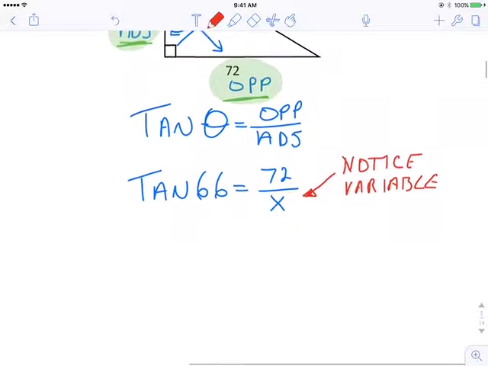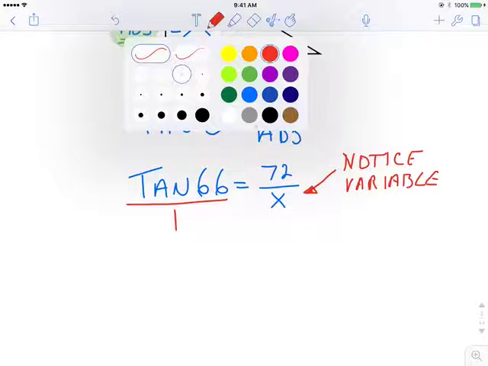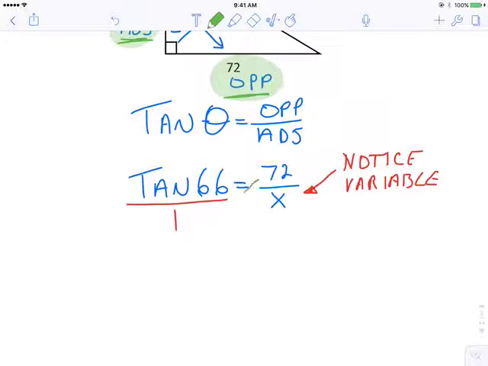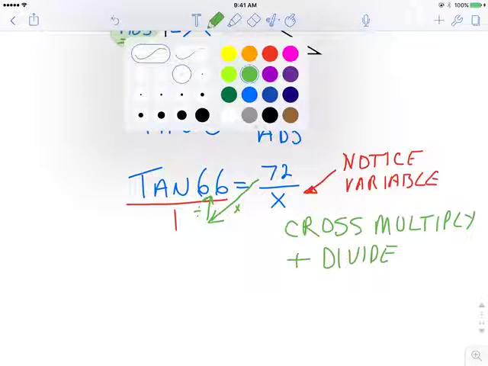Okay? I'll give you a nice, simple little way to deal with this. I make this into a fraction. Any number can be made into a fraction by putting it over 1. Once I have made that into a fraction, then I simply do my cross multiply and divide steps. Cross multiply and divide. So that's going to end up looking like this.